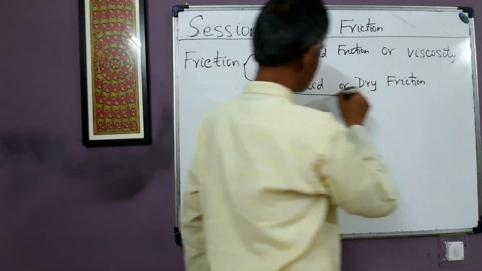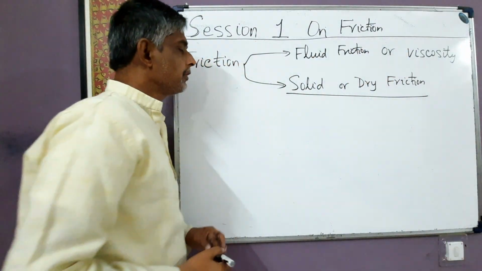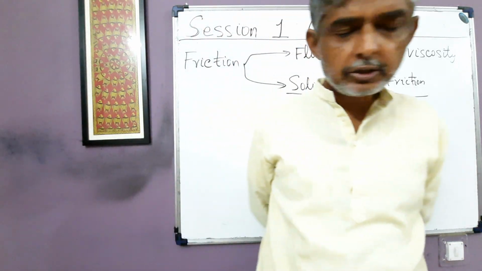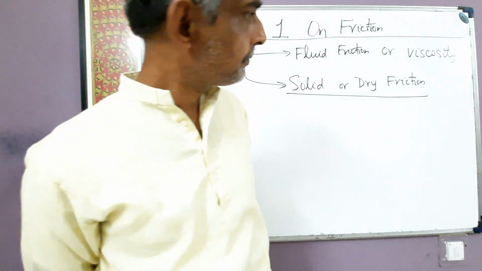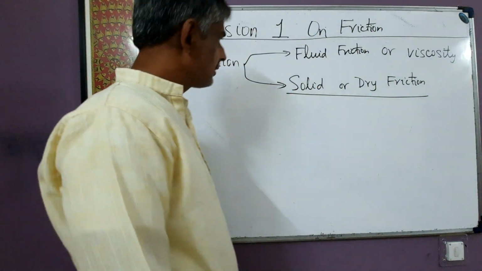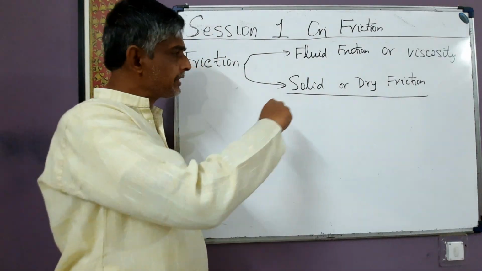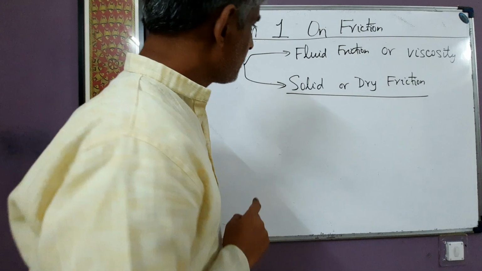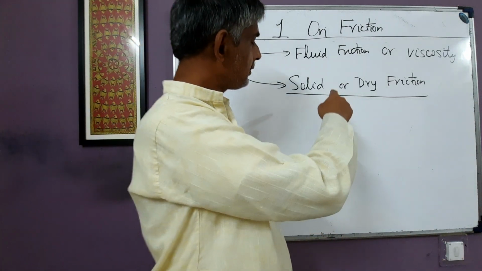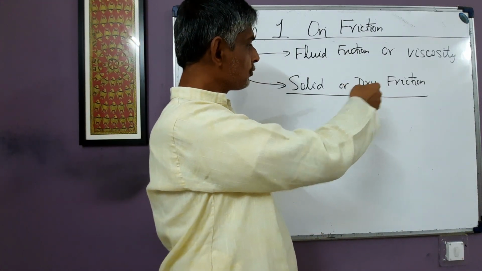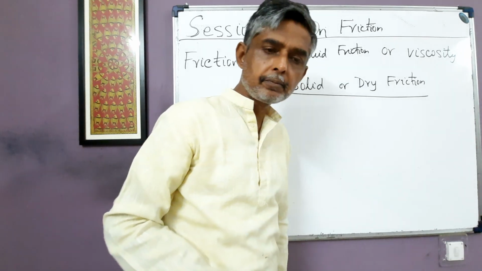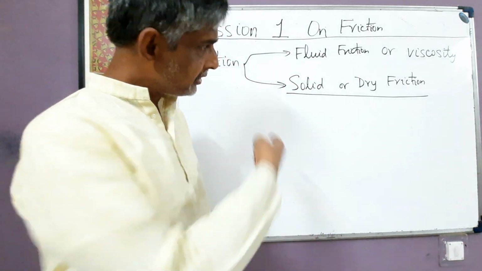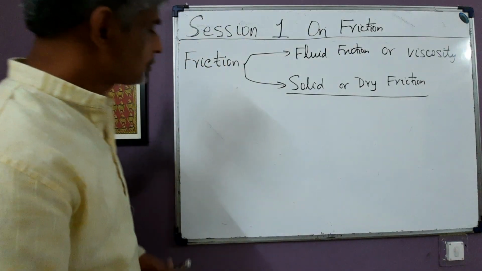We are going to discuss solid or dry friction. How to define solid or dry friction? When two solid bodies are in contact, then the tangential component of the contact force between the two bodies is called solid or dry friction. What is this contact force? I'll just discuss it here. So it's something like this.